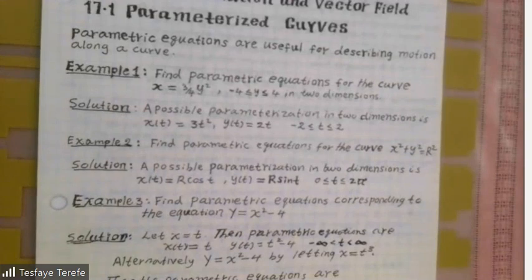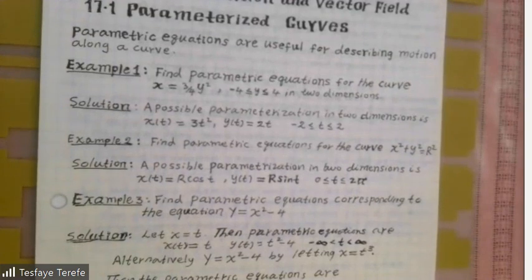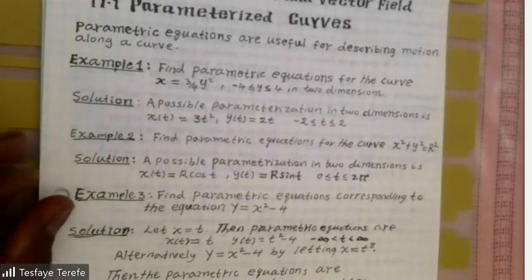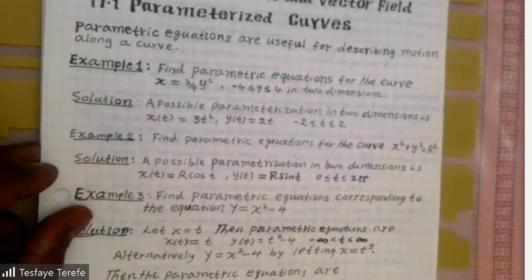So if the parameter t represents time, then the parametric equations x of t and y of t specify how the x and y coordinates of a moving object vary with time. This motion is referred to as curvilinear motion, and the parametric equation specifies not only where the object is, but also at what time. So that is what the important aspects of this are.